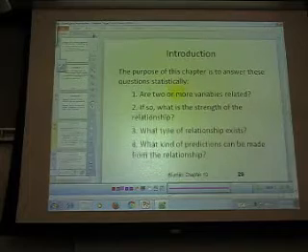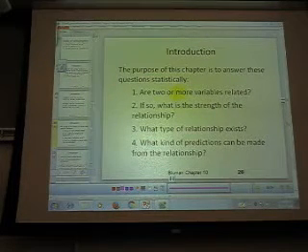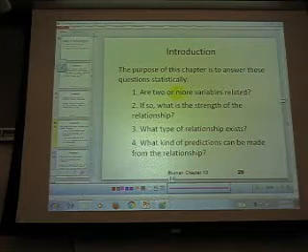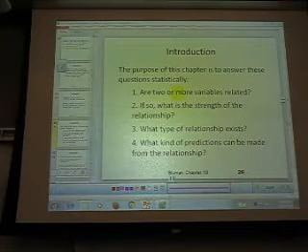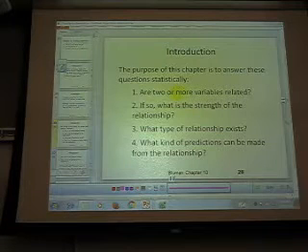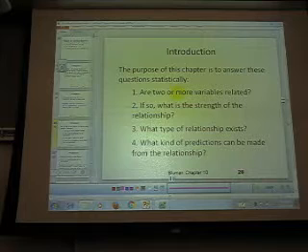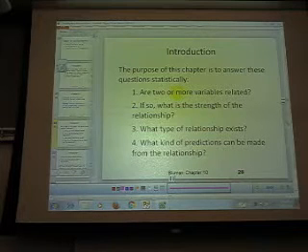Ayla, go ahead. The purpose of this chapter is to answer these questions statistically. 1. Are two or more variables related? 2. If so, what is the strength of the relationship? 3. What type of relationship exists? And 4. What kind of predictions can be made from the relationship? Yeah, so let's look at those questions a little more in depth.